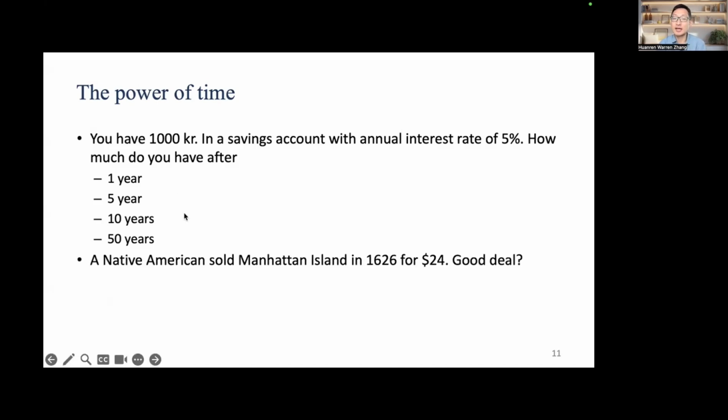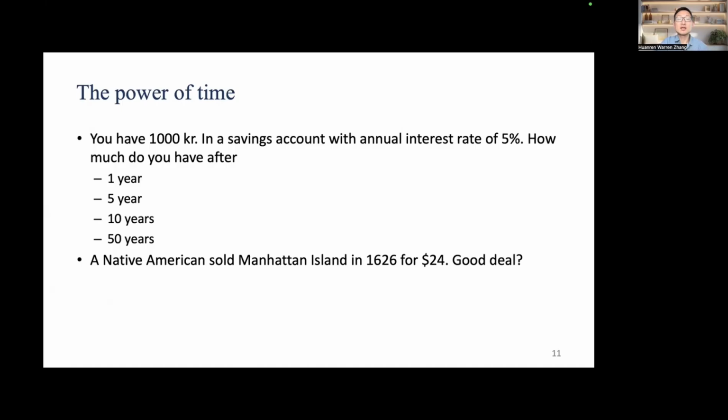So here is, again, a quite interesting example to understand some of the economic phenomena in history, right? It has been said that a Native American sold Manhattan Island to the colonist in 1626 for only $24. Is it a good deal? People have been criticizing the Native American for lacking the wisdom, so they did not know how to charge the amount of money, right?